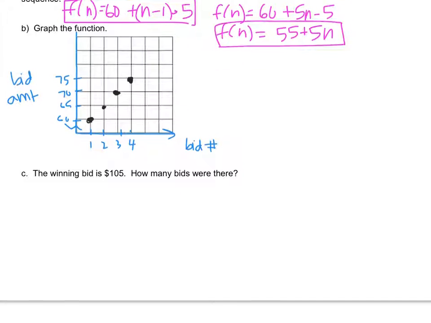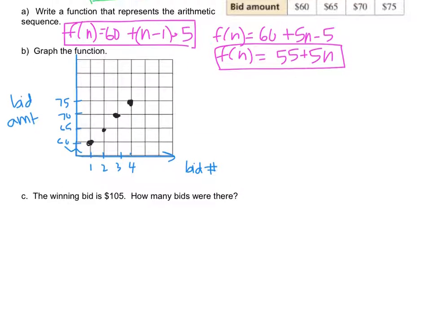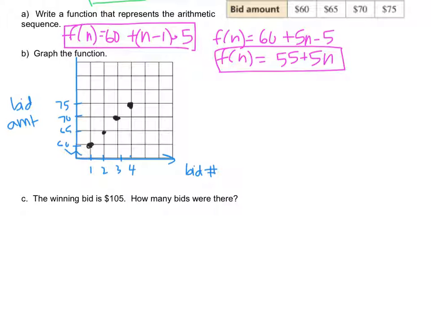All right, now we go to the winning bid is $105. How many bids were there? So we can use either formula. We can use this beginner level formula, or we can use this more advanced one. I'm going to use the more advanced one because it's simpler, but either one is fine. You just have to be careful of your order of operations and your inverses if you use the more complex one.